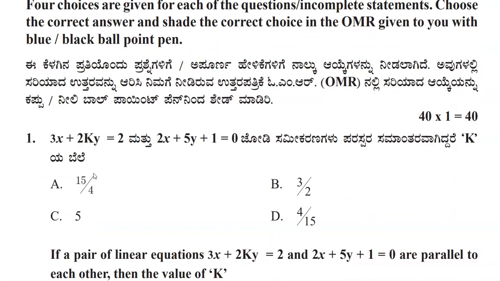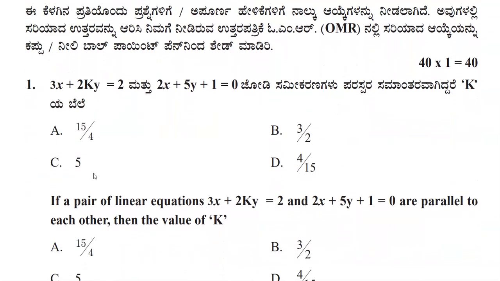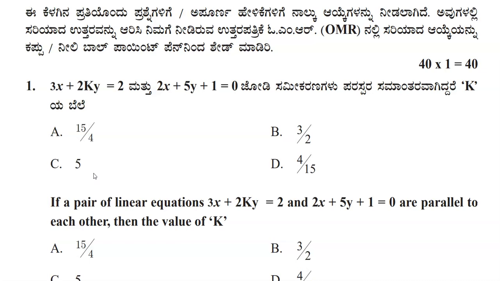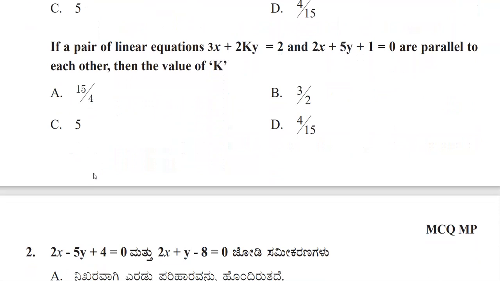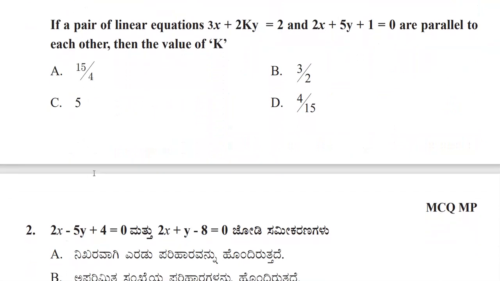As you all know, recently the board has released the model paper number 1, as per the core subjects. Today we are solving mathematics. Question number 1: if a pair of linear equations 3x plus 2ky is equal to 2 and 2x plus 5y plus 1 is equal to 0 are parallel to each other, then the value of k is what? Here the correct answer is option A, 15 by 4.